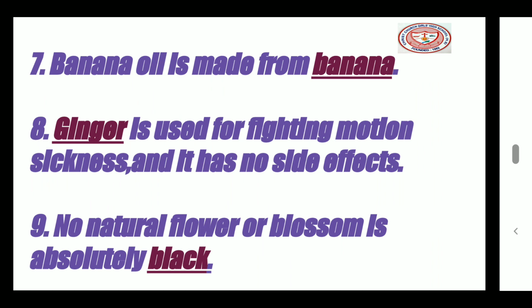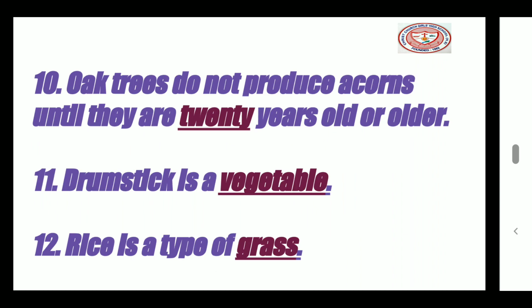Number 7. Banana oil is made from banana. Number 8. Ginger is used for fighting motion sickness and it has no side effects. Number 9. No natural flower or blossom is absolutely black. Number 10. Oak trees do not produce acorns until they are 20 years old or older.